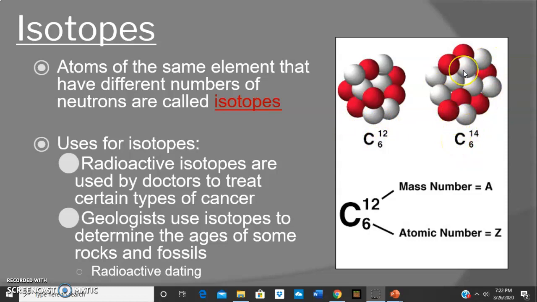So this carbon 14 will decay. It means it'll break down over time. It'll go from carbon 14 and break down into carbon 12. And by comparing the amounts of carbon 14 to the amounts of carbon 12 that have broken down, we can estimate the time that something has been breaking down for and then get its relative date.